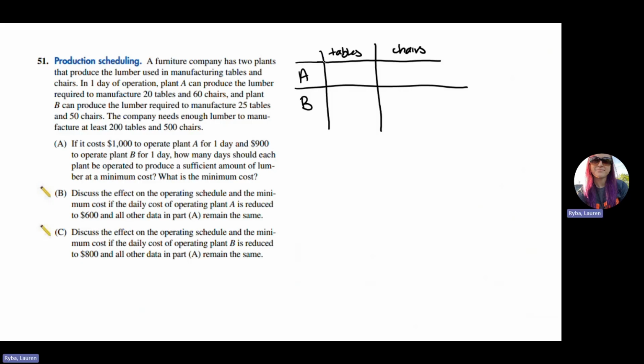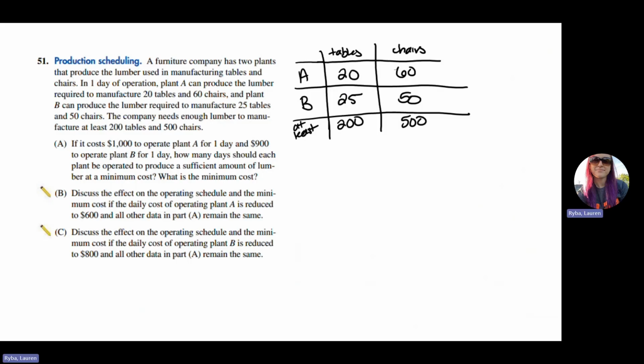In 1 day of operation, plant A can produce the lumber required to make 20 tables and 60 chairs. Plant B can produce the lumber required to manufacture 25 tables and 50 chairs. The company needs enough lumber to manufacture at least 200 tables and 500 chairs.